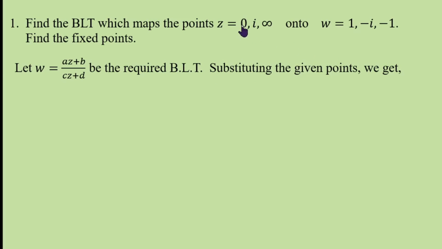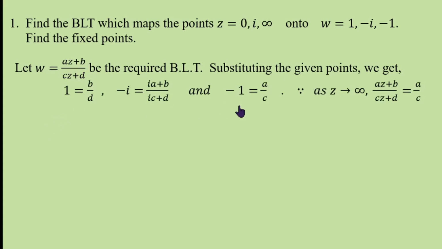When Z is 0, W is 1. Therefore, 1 equal to (0 plus B) by (0 plus D), that means B by D. And Z is i means W is minus i. Therefore, minus i equal to (Ai plus B) by (Ci plus D). And when Z is infinity, W is minus 1. Therefore, minus 1 equal to (A into infinity plus B) by (C into infinity plus D). So, you will get three equations.